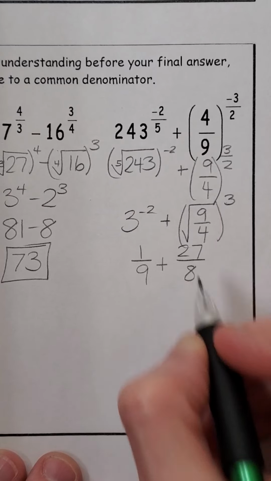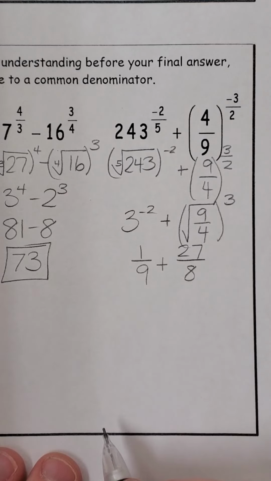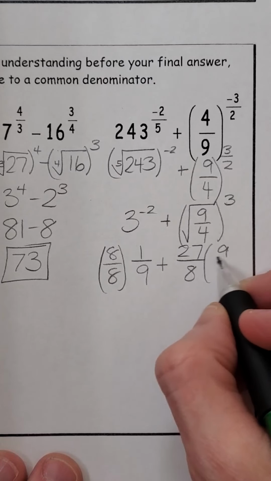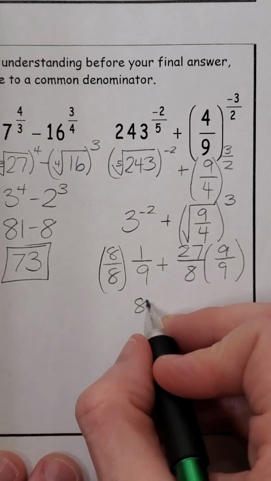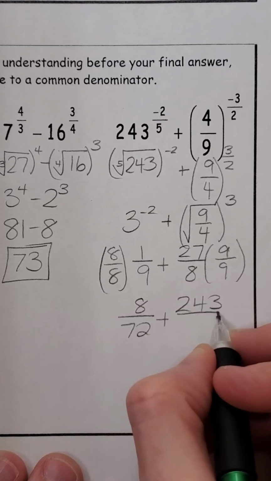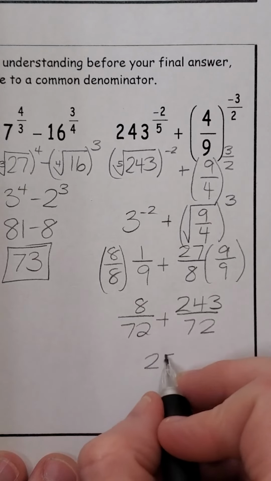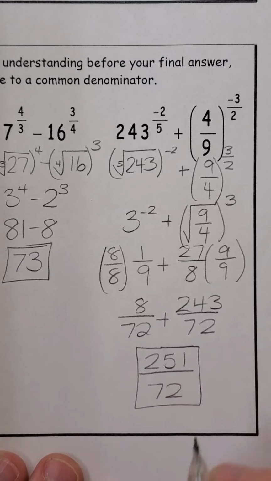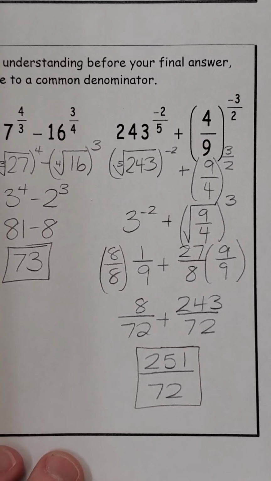So 27 over 8. Now I need a common denominator. So I'll multiply both sides by 8 over 8. I get 8 over 72 plus 243 over 72. And a lovely final answer of 251 over 72. Perfect.